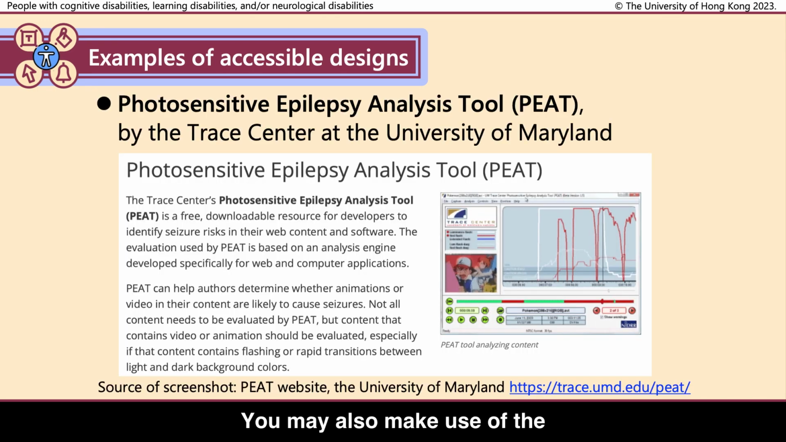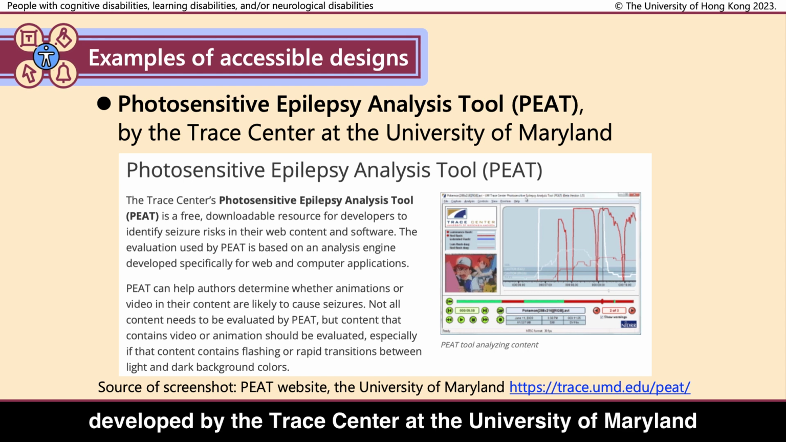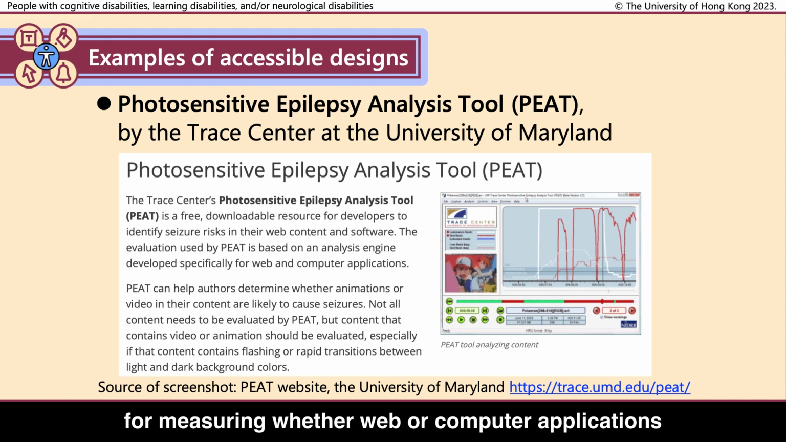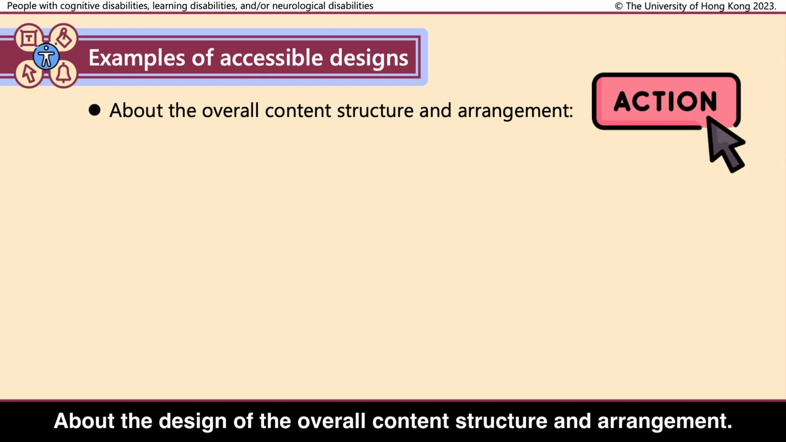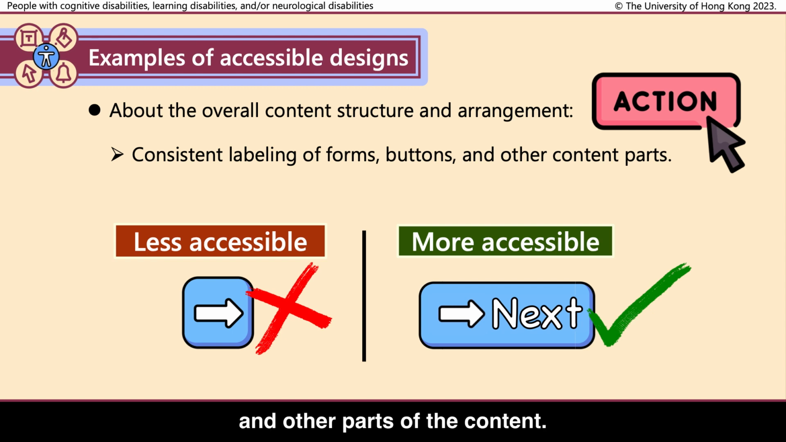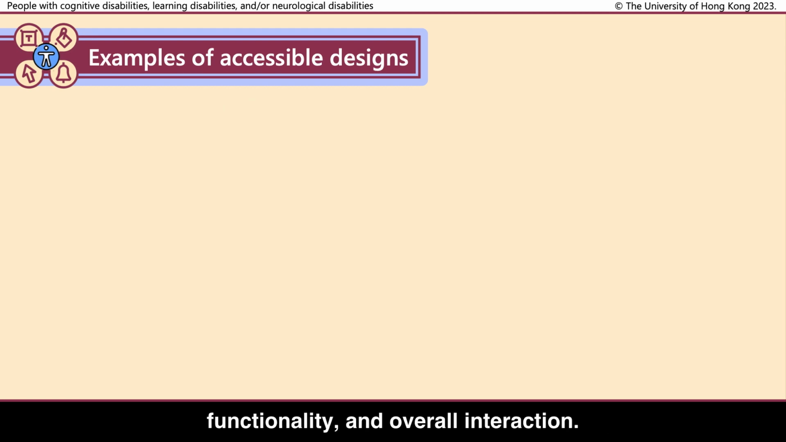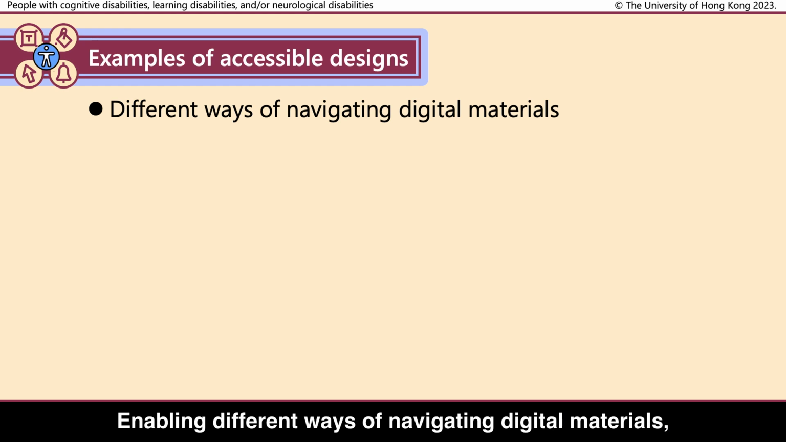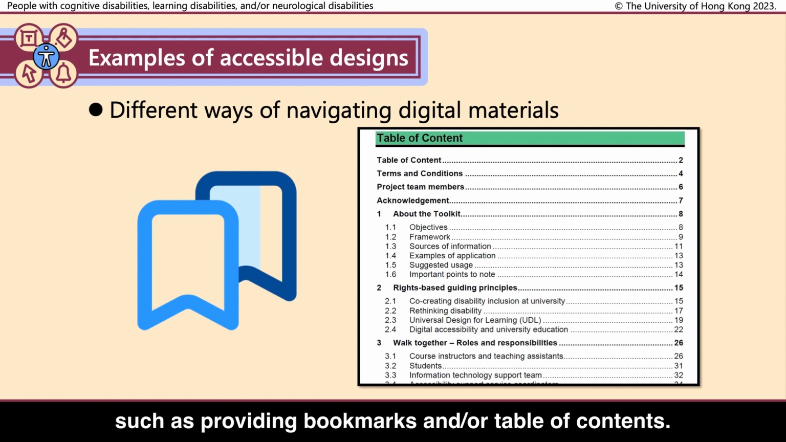You may also make use of the Photosensitive Epilepsy Analysis Tool, PEAT, developed by the Trace Center at the University of Maryland for measuring whether web or computer applications are likely to cause seizures. About the design of the overall content structure and arrangement. Providing consistent labels for forms, buttons, sections, and other parts of the content. Increasing the predictability of link targets, functionality, and overall interaction. Enabling different ways of navigating digital materials, such as providing bookmarks and/or table of contents.